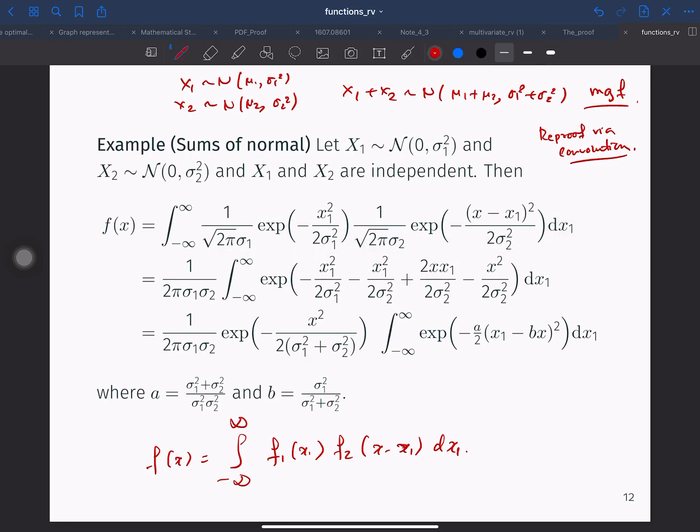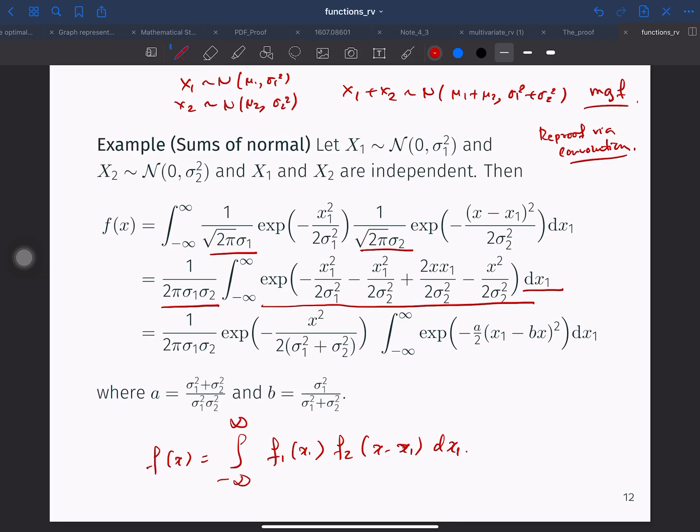You can move these two constants outside, and now you integrate this by saying that the product of two exponentials is a sum. Well, that's a sum. Integrate this with respect to dx1. But the key point here is that this integration looks scary. I wouldn't say scary, but quite tedious. It takes quite a bit of time to simplify it.